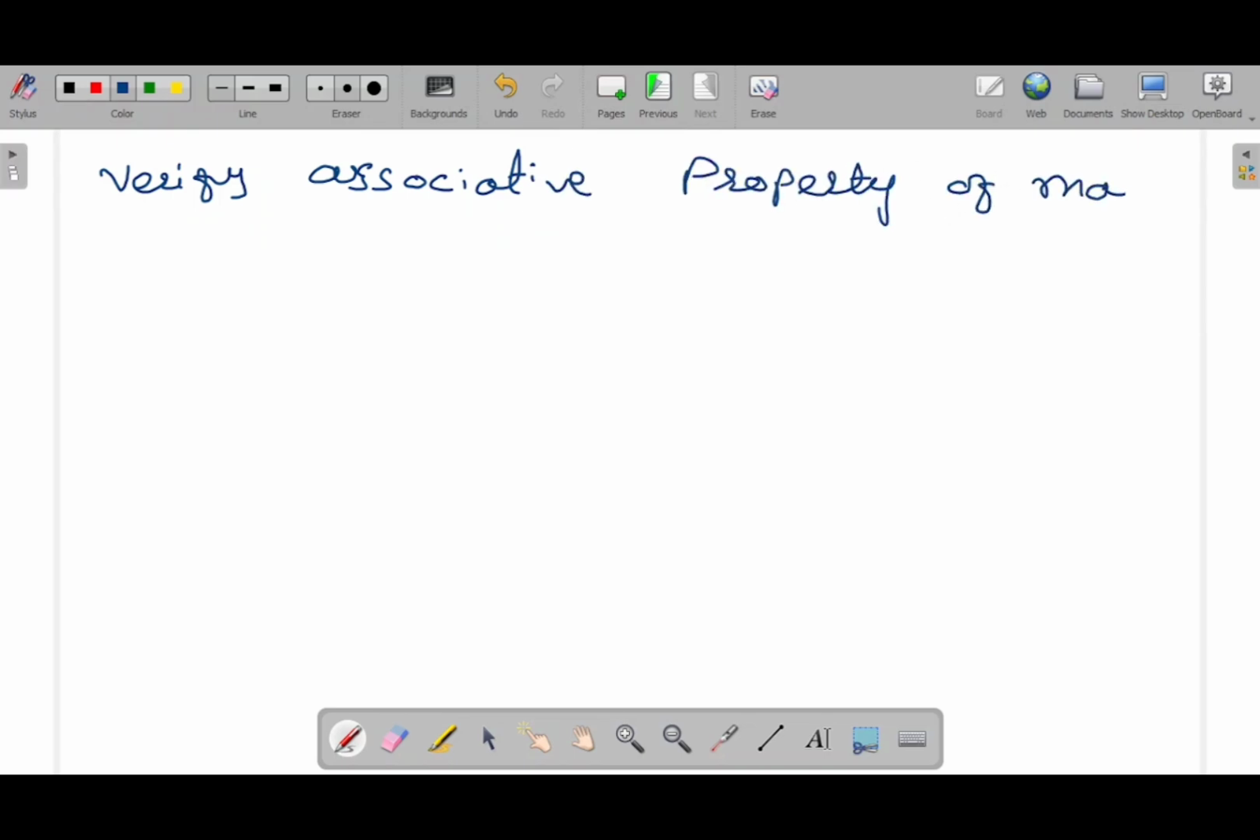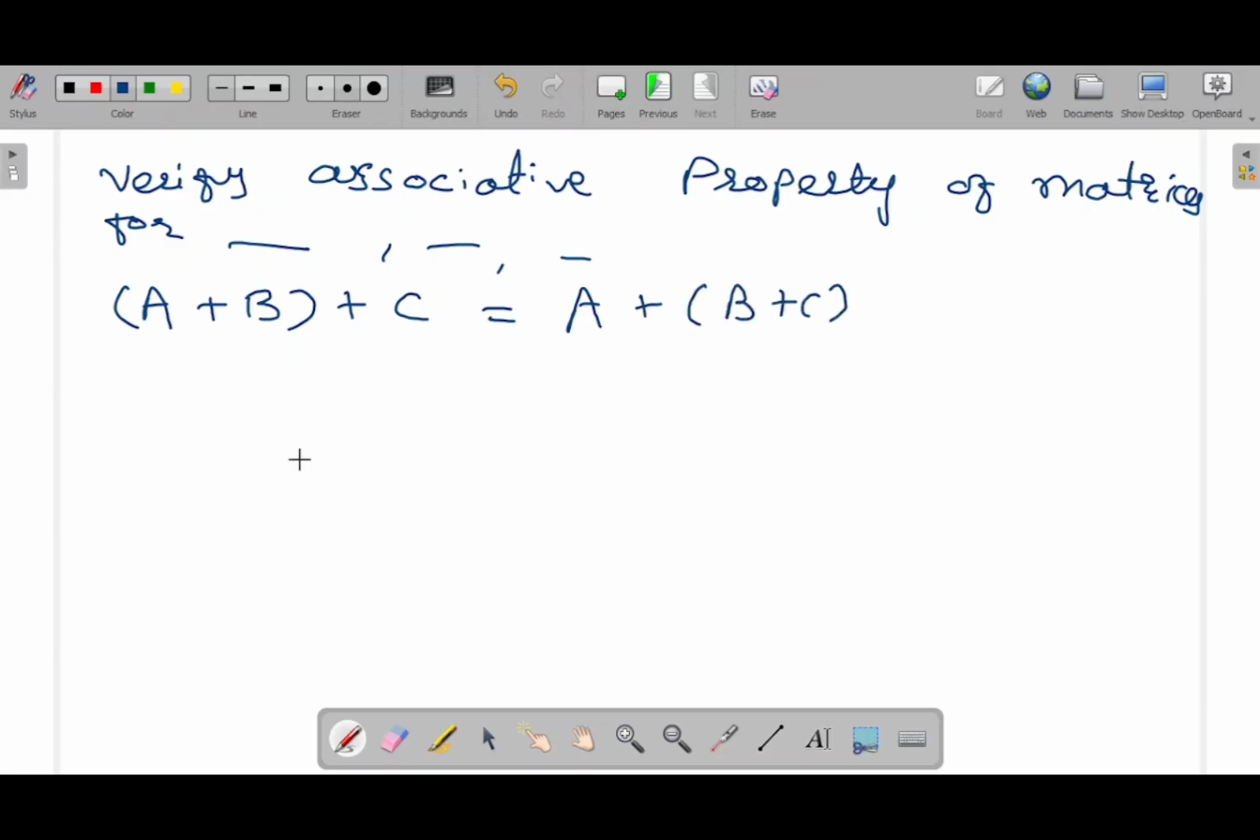of matrices for A, B, and C. Here matrices can be given. So you have to check A plus B plus C is equal to A plus B plus C, right? Or instead of this, you can also prove A plus C plus B. That is also correct because it is also associative property, and if you verify, you will get the same result. Similarly, instead of associative property, they can ask you commutative property.